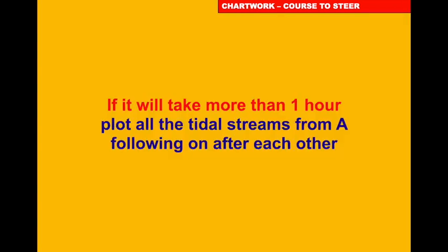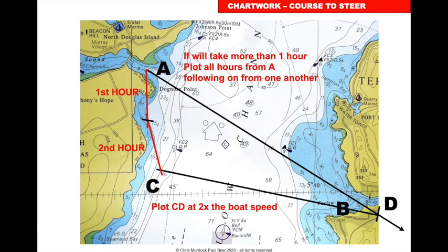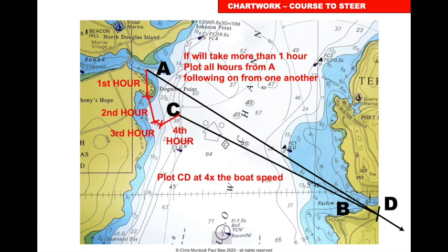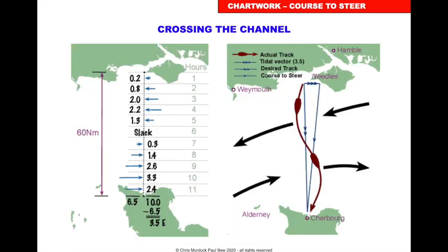If you're travelling for more than an hour, you want to plot all the tidal streams from A after each other. So in this example, we've got the first hour, the second hour, and then we'd plot for 2 hours, arc down this line, how far we've gone in 2 hours, arc it across. If it's for 4 hours, we plot the 4 hours on there. If it's a lot further, like crossing the channel, we would have to mark them off on there.